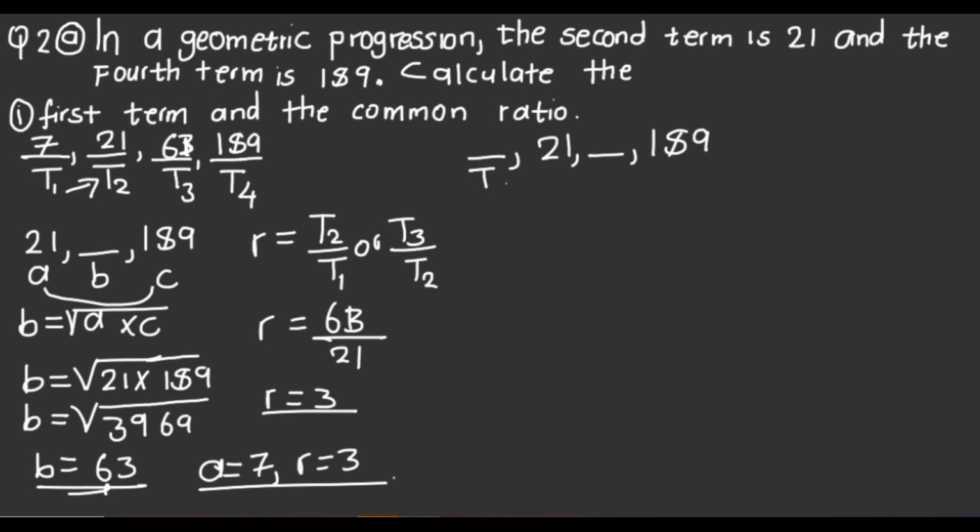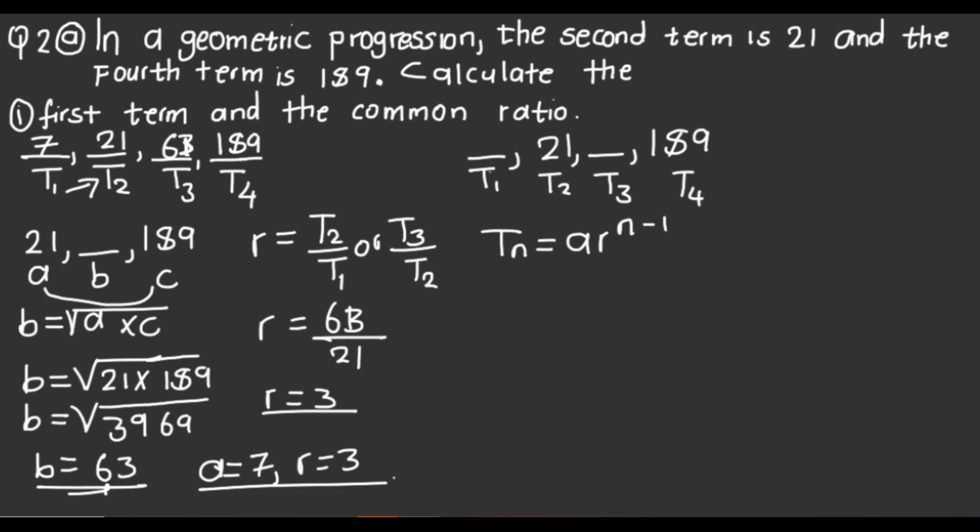Remember, for you to use these two equations, you need to use the geometric nth term formula. That is what we are supposed to use. So the formula is Tn is equal to A times R raised to the power n minus 1.